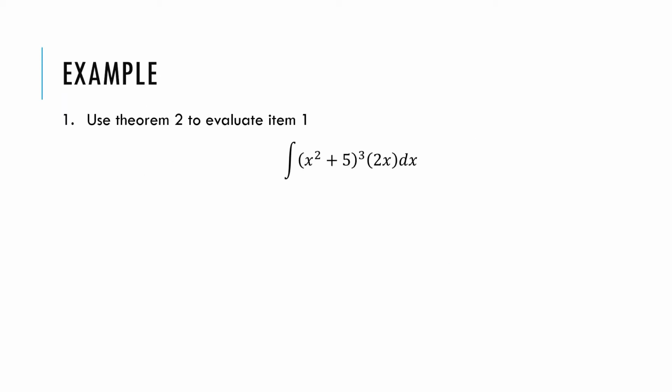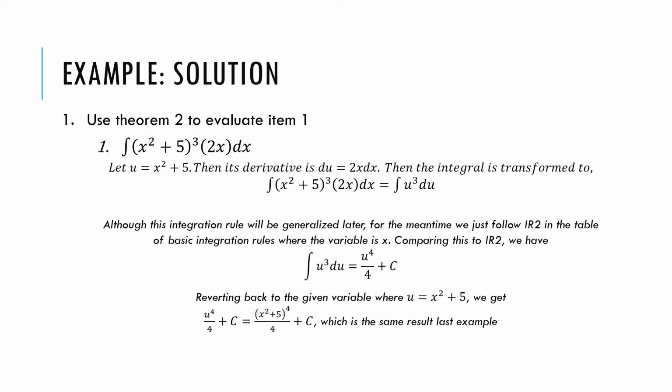So, let's solve again the number 1 kanina. The integral of x squared plus 5 raised to 3 multiplied to x with respect to x. Then, yung u natin is x squared plus 5. Yung du natin is this part, 2x dx. So, magiging u cubed du. Then, we will use the power rule. So, u raised to 3 plus 1 over 3 plus 1 magiging u raised to 4 over 4 plus c. Then, you will revert back the original variables. So, magiging the fourth power of x squared plus 5 over 4 plus c. Diba? Mas madali lang siya kaysa kanina na sobrang daming in-add or multiply. Mas madali ito.